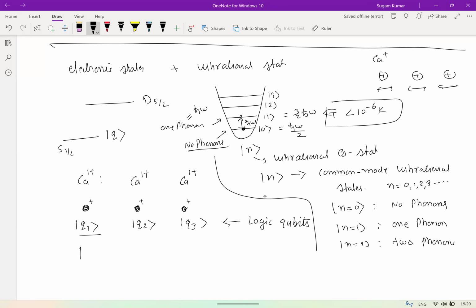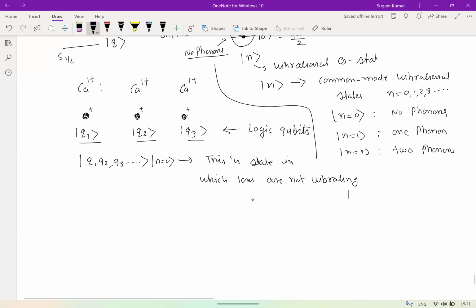So for example, if I write a tensor product, I can say Q1, Q2, Q3, and so on, and if I say, let us say, 0, this is a state in which ions are not vibrating, or I can write it this way, n equal to 0, because there are no phonons.